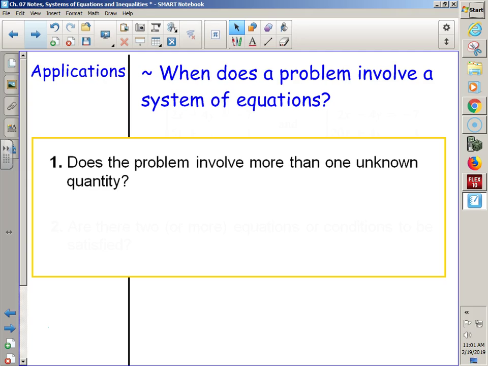Applications. What do we do if we have a word problem or a business problem? They're not always huge paragraphs. Sometimes they start talking about revenue and cost and profit and supply and demand. Whatever type of problem they give us with words or applications, how will we know if it's a system?